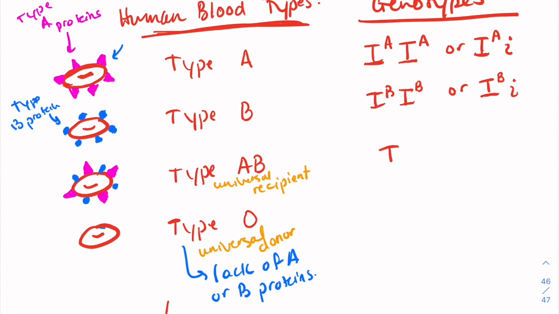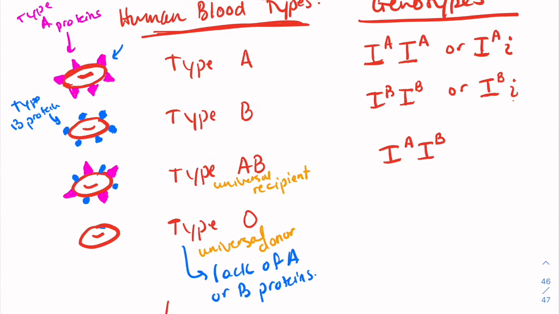Okay, type AB people, there is only one option, isn't there? People with type AB blood have to have one A allele and one B allele. There are no other options. If we replace this one with an A, they're going to have type A blood. If we replace this with a lowercase I, they're still going to have type A blood. So, type AB people only have one option.